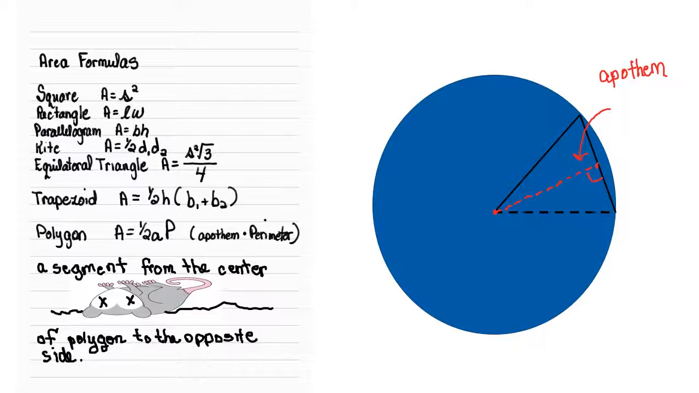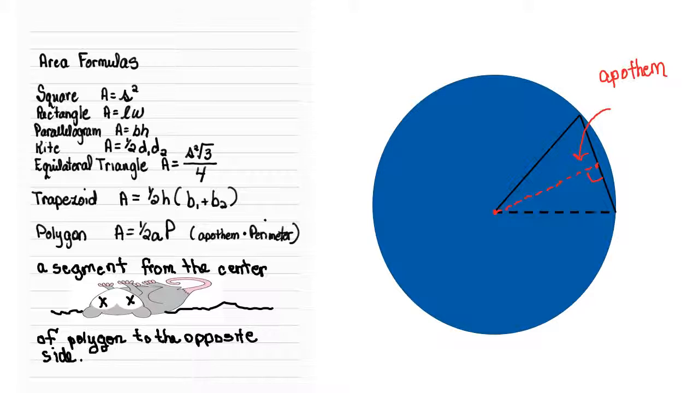A kite. The area equals 1/2 the diagonal times the other diagonal. An equilateral triangle, the area equals the side squared times the square root of 3, all divided by 4. Be careful when you use your calculator here. Trapezoid, the area equals 1/2 the height times the first base plus the second base.